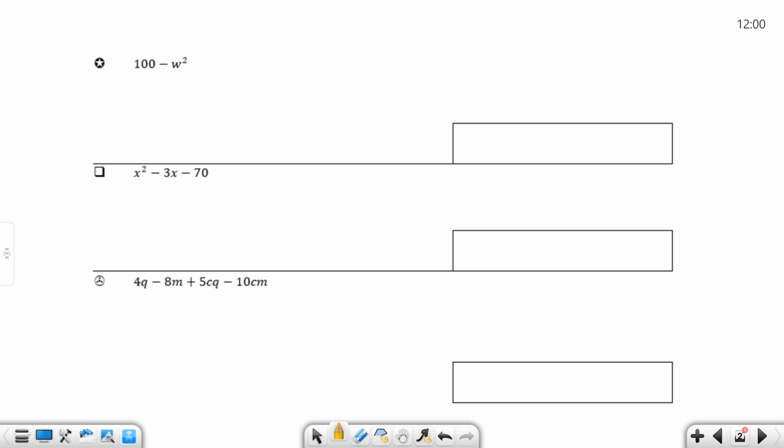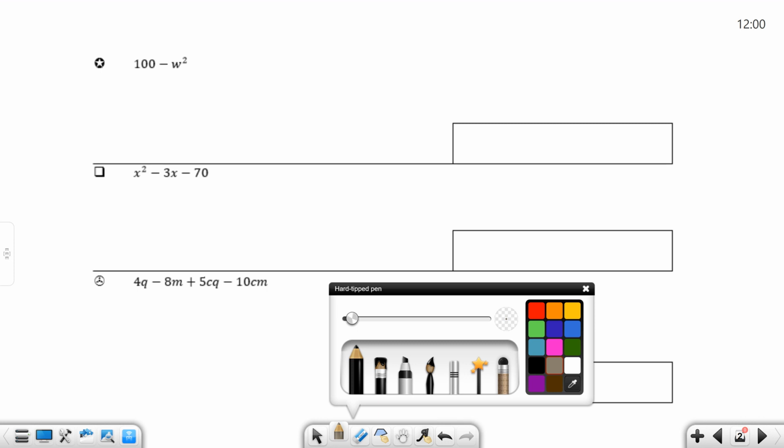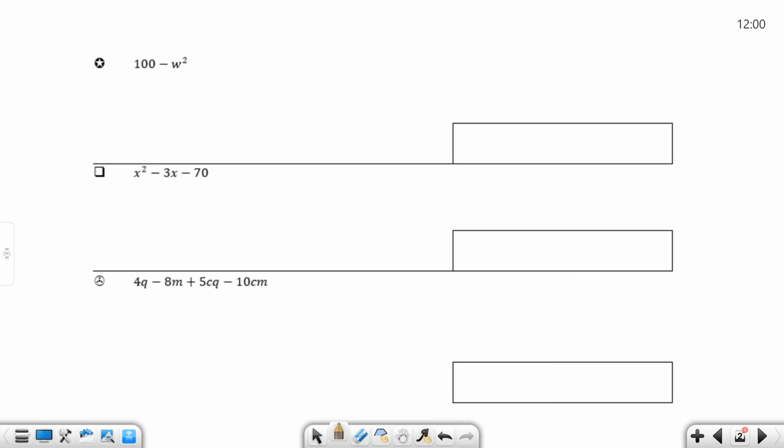So here, the star, the inverted star, we have 100 minus w squared. That's 2 terms. Is there a GCF? No GCF, right? So then, is it difference of squares? Well, that's a perfect square. That's a minus, and that's an even power, right? So guess what? It checks off everything it needs to.